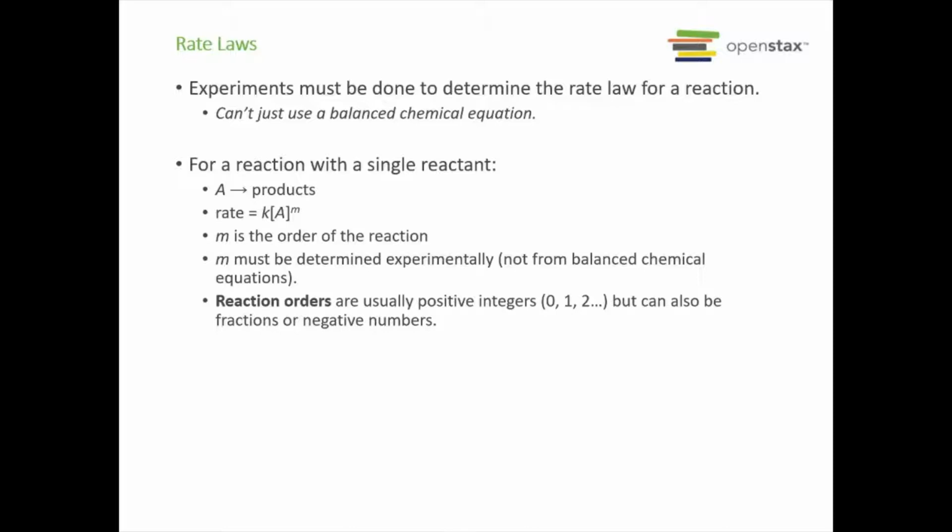So if we have a reaction that only has a single reactant A, so this A becomes products, our starting rate expression is k times concentration of A to the m power, where m is the order of our reaction. We have to determine this experimentally. Again, we cannot get it from balanced equations. That's why it's to the m power, it's not to the a power or anything. It doesn't have anything to do with that. Again, the orders of the reaction tend to be positive integers, 0, 1, 2, but they can be fractions or negative.